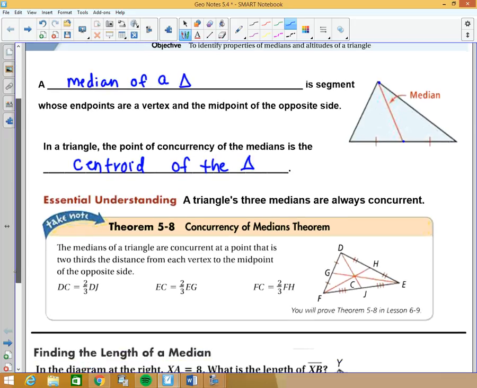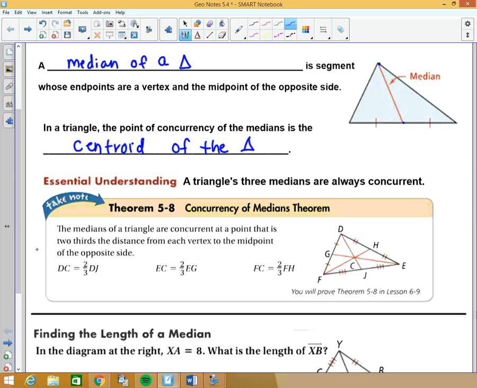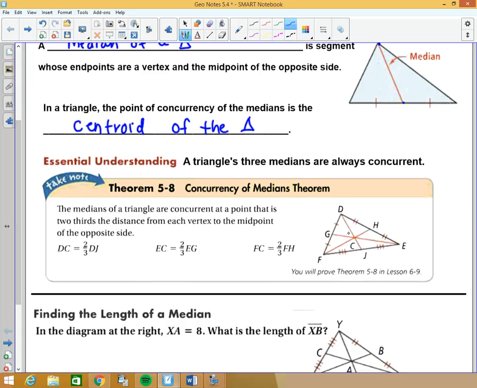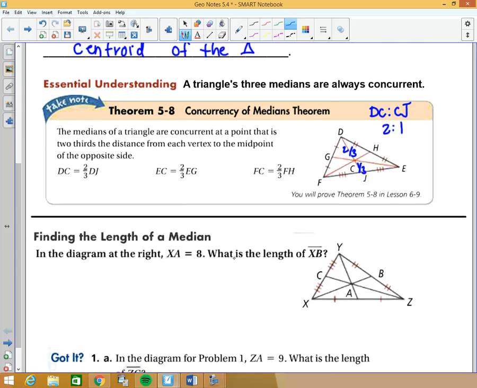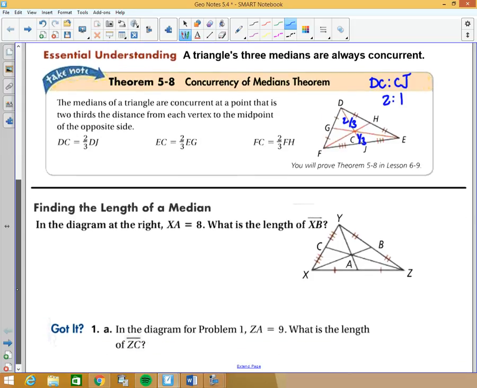Now, just like in the other points of concurrency, when we have a centroid, it creates a special relationship. The ratio of segments is 1 to 2: DC is 2/3 of DJ, and CJ is 1/3 of DJ. So we say that the ratio of DC to CJ is going to be 2 to 1. Now, finding these lengths, we're going to use this 1 to 2 relationship, or this 2/3 of the whole.